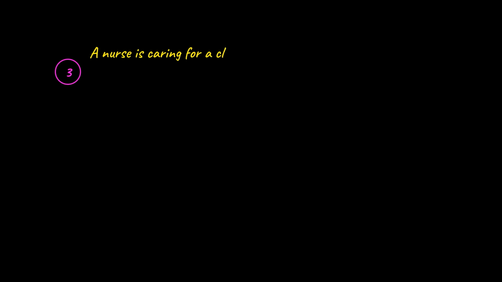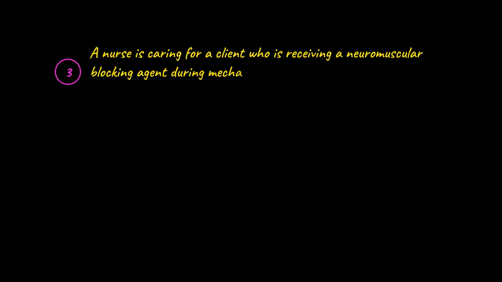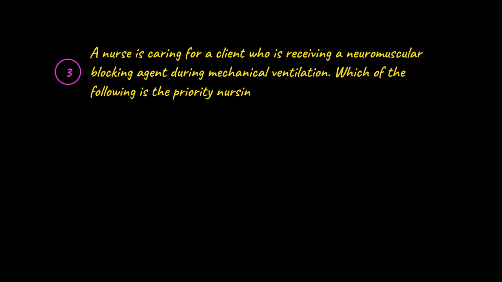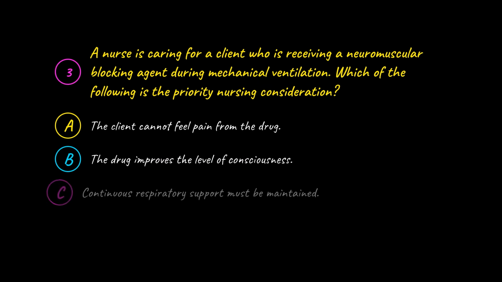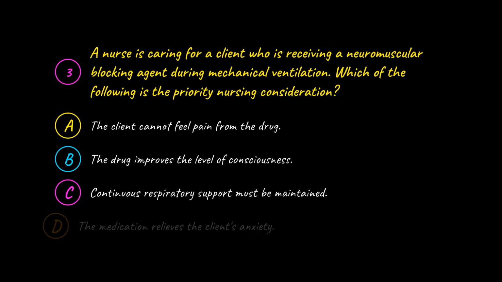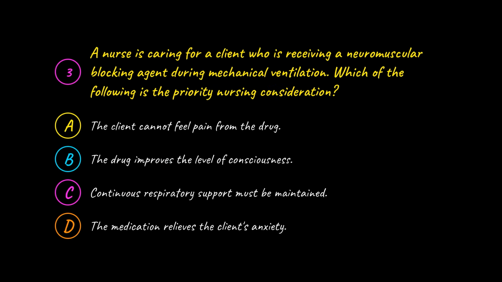Question 3. A nurse is caring for a client who is receiving a neuromuscular blocking agent during mechanical ventilation. Which of the following is the priority nursing consideration? Your options are: A. The client cannot feel pain from the drug. B. The drug improves the level of consciousness. C. Continuous respiratory support must be maintained. D. The medication relieves the client's anxiety. Before I reveal it, which one do you think is right?